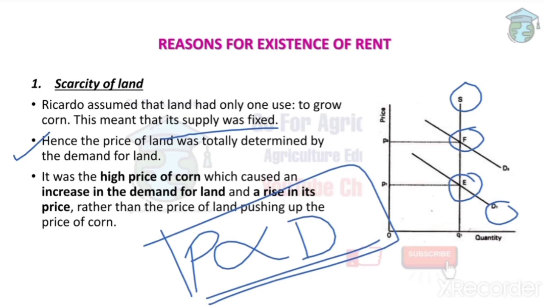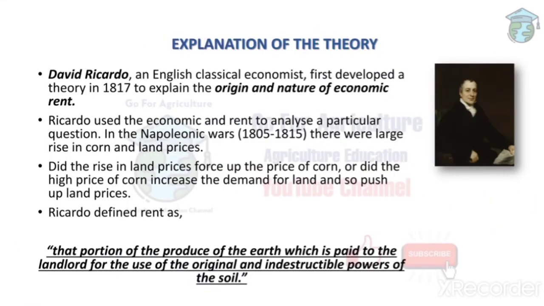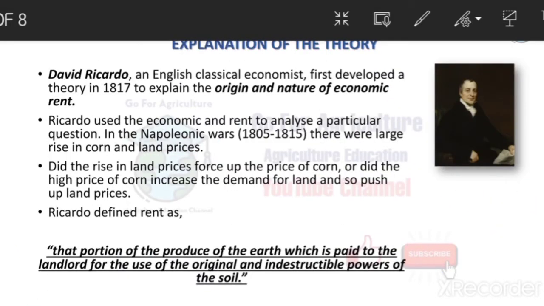Okay, let me go back to that. Here you can see, like in the Napoleonic War there was a large rise in corn and land prices. So this Ricardo, he was confused why there was a change. So is there a change in land prices because of a rise in corn price, or has the corn price risen because of the change in demand for the land?